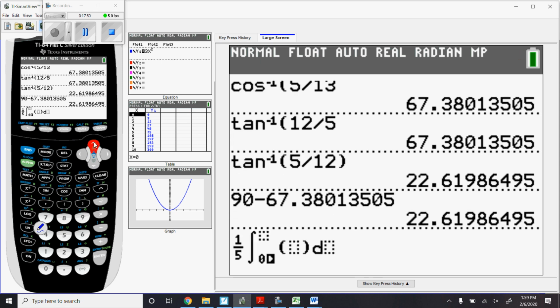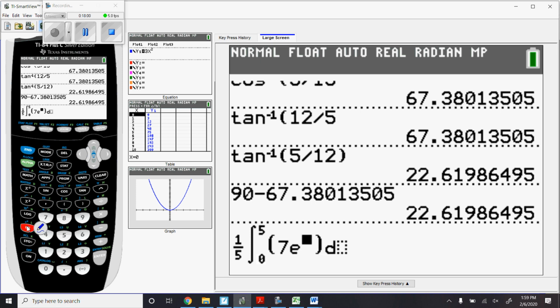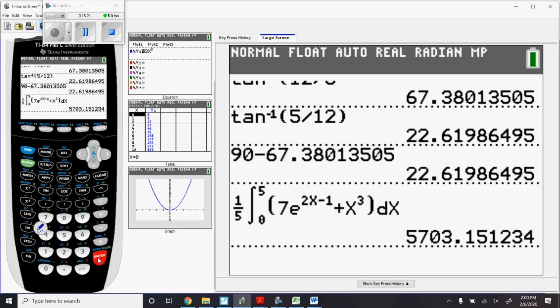Integral 0 to 5 of my function, which was 7e to the 2t minus 1. I can use x, 2x minus 1, plus t cubed, so plus x cubed, dx. And I get that. So that's my average fuel consumption in gallons per minute.